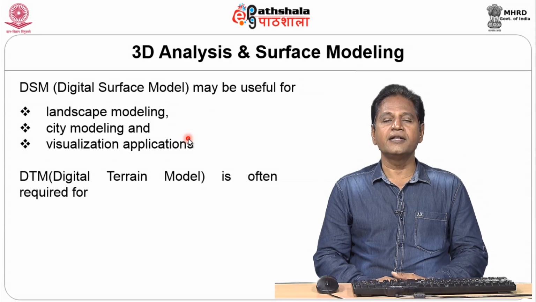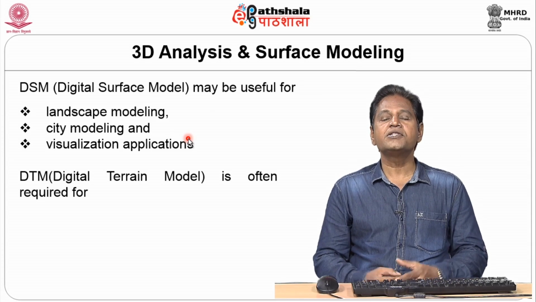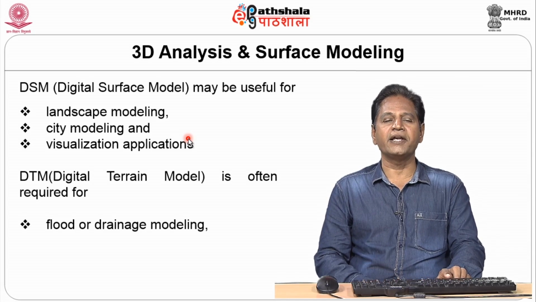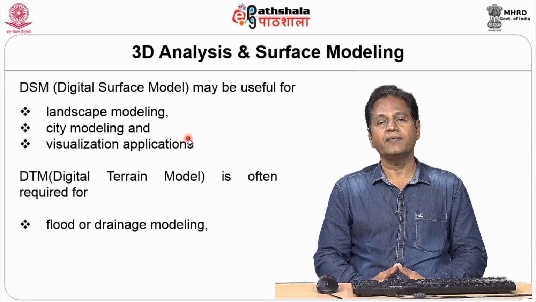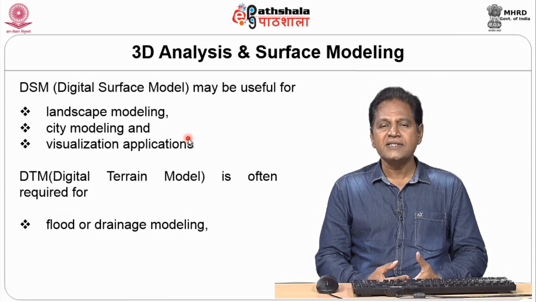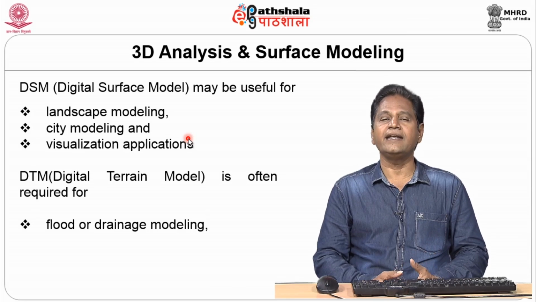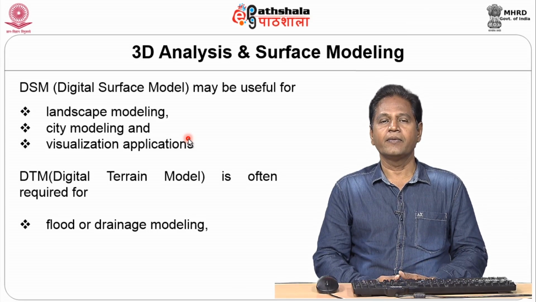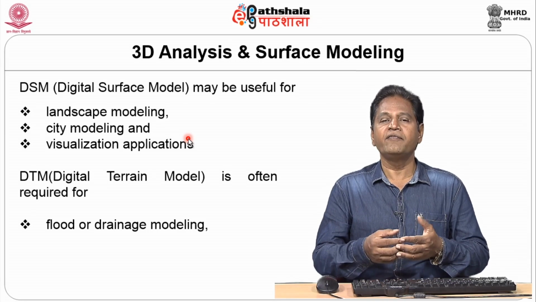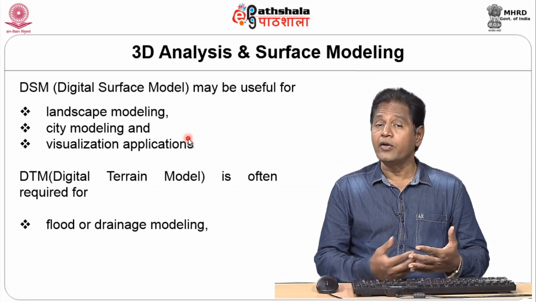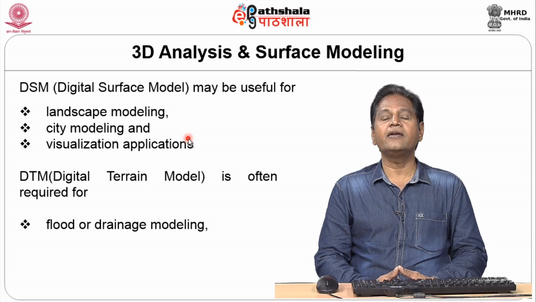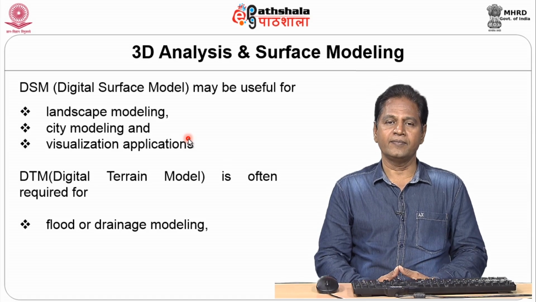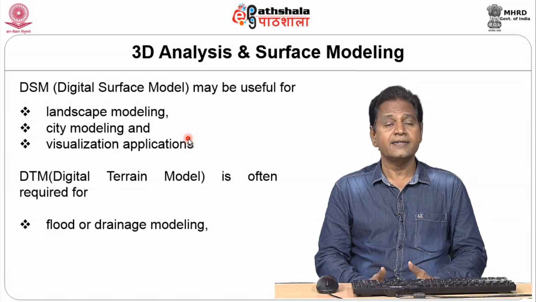DTM, or the digital terrain model, is required basically for some of the simple applications. For example, flood or drainage modeling. When you are working on a specific thing, like I was telling you, the city, you can go for a DSM, because every object there, every building can be considered. When you are talking about a larger area in which a flood is taking place, or you are interested in modeling the drainage characteristics of that particular basin. Flooding even in cities is very much pertinent.